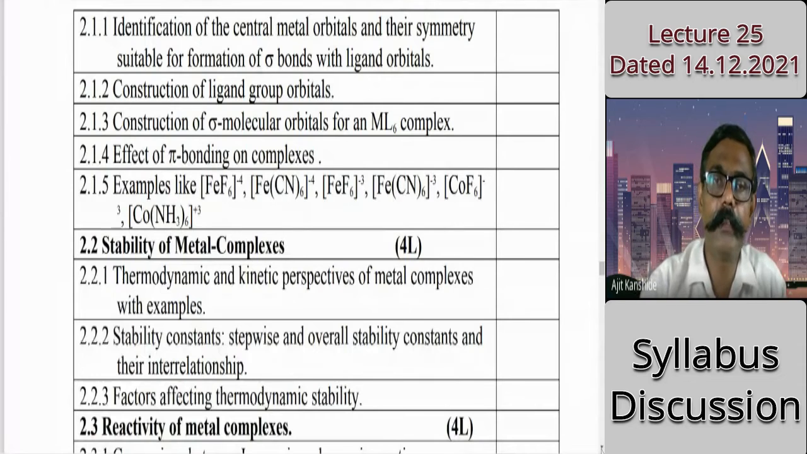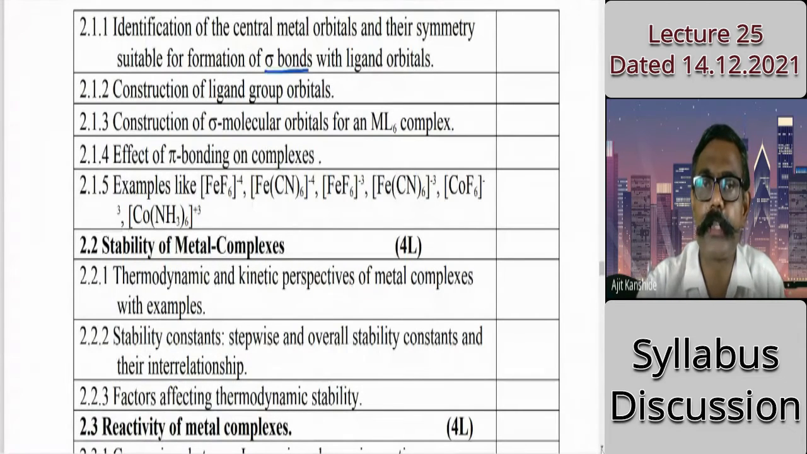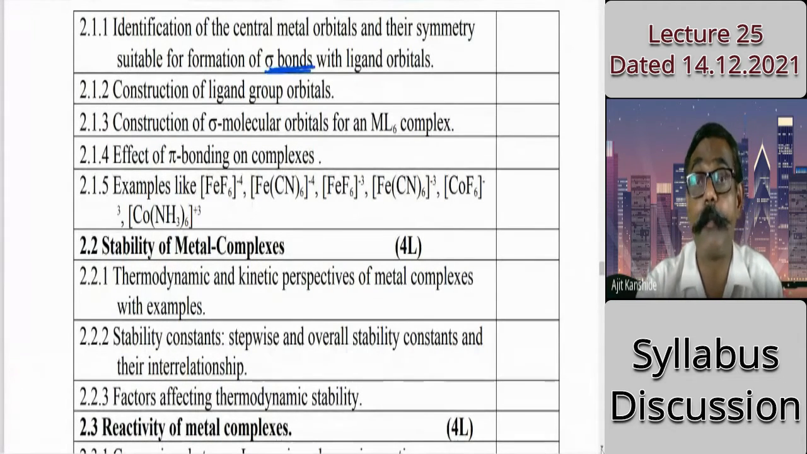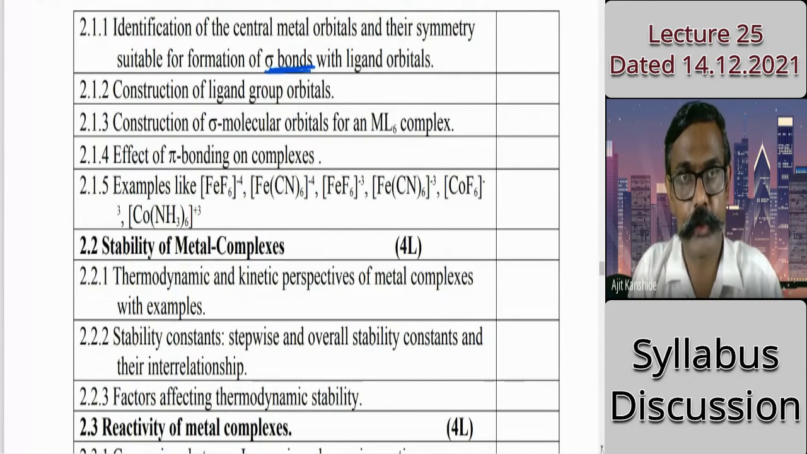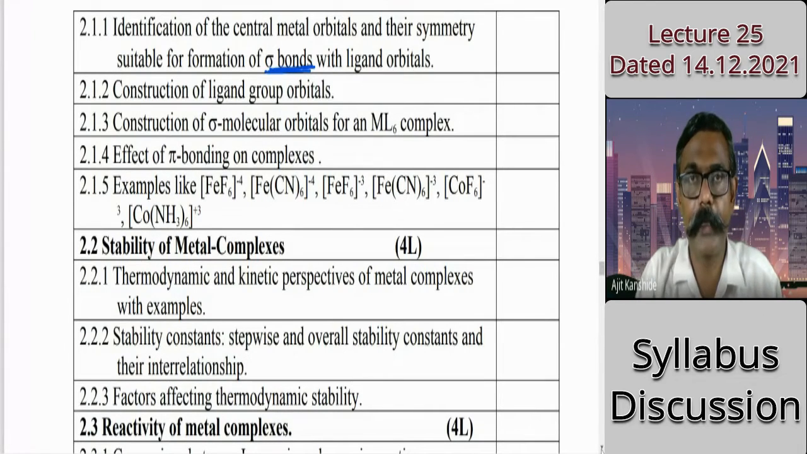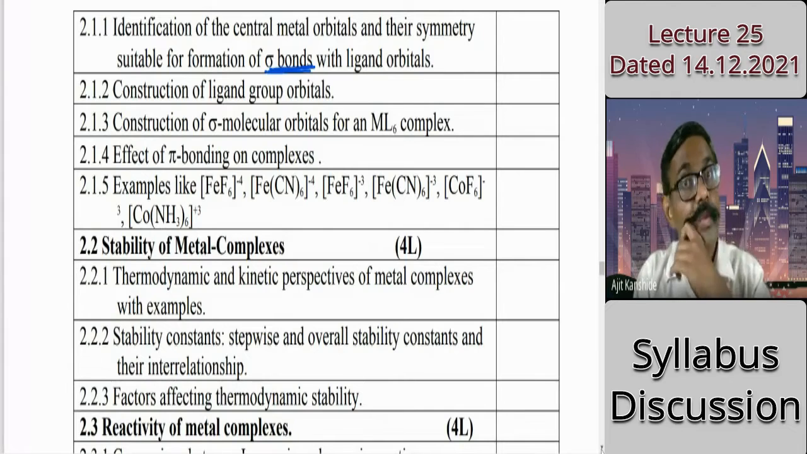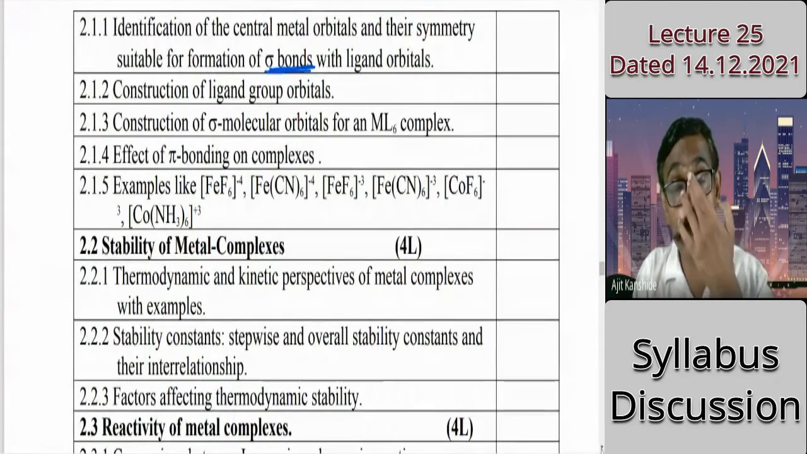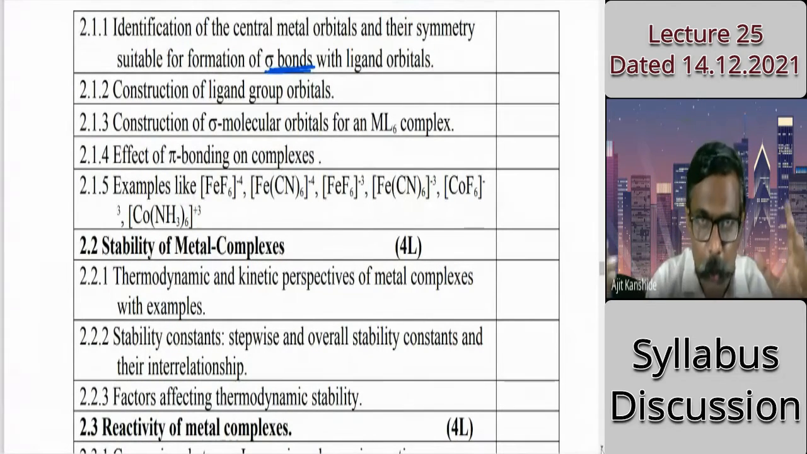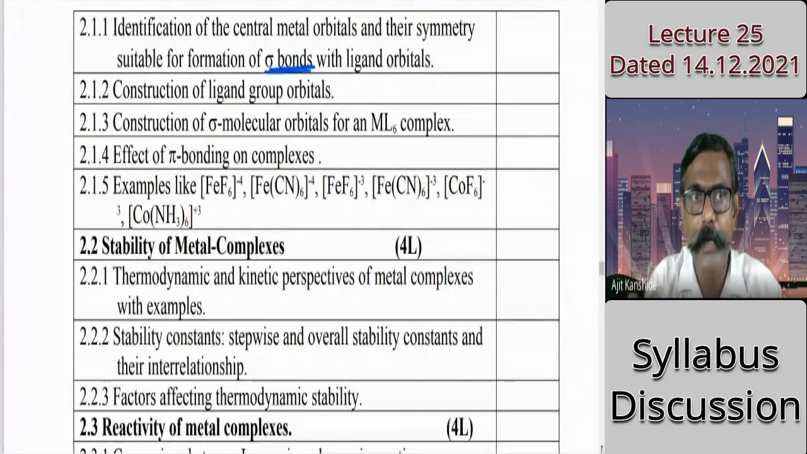In the beginning, it is expected that we discuss sigma bonding and pi bonding, these two kinds of covalent bonding. There, we discuss which orbitals from the metal ion and what are the shapes of those orbitals from the ligands, and how they are interacting.